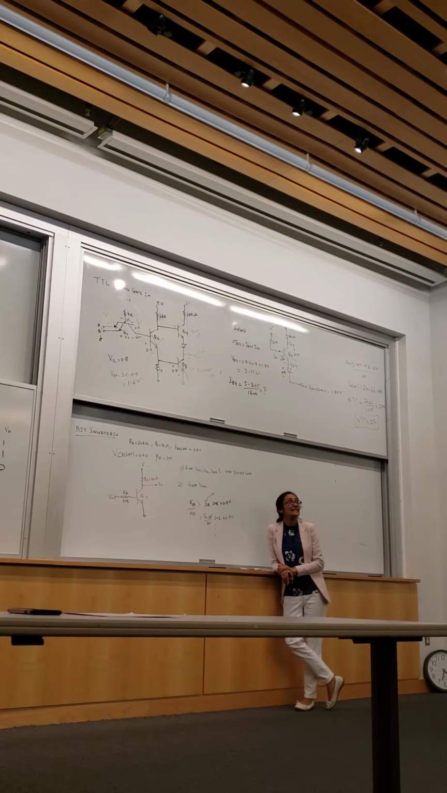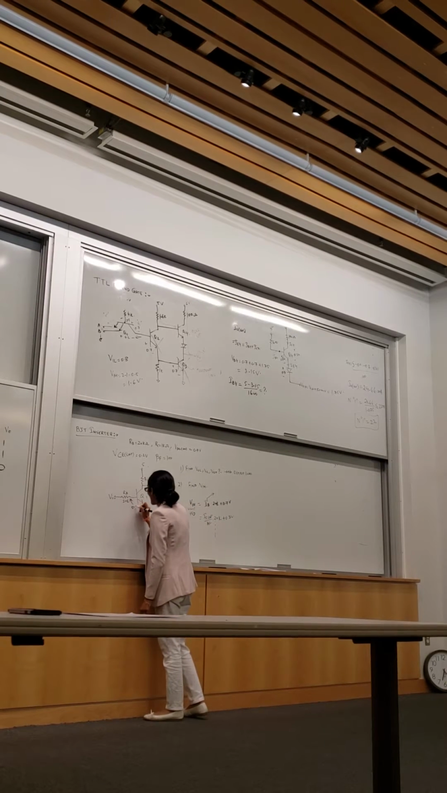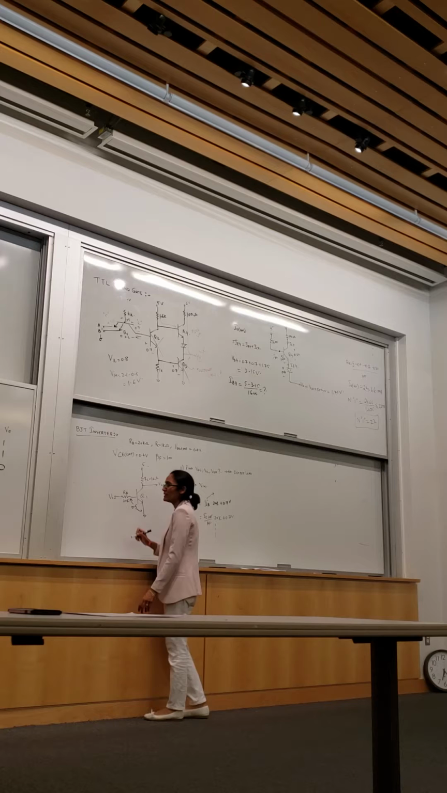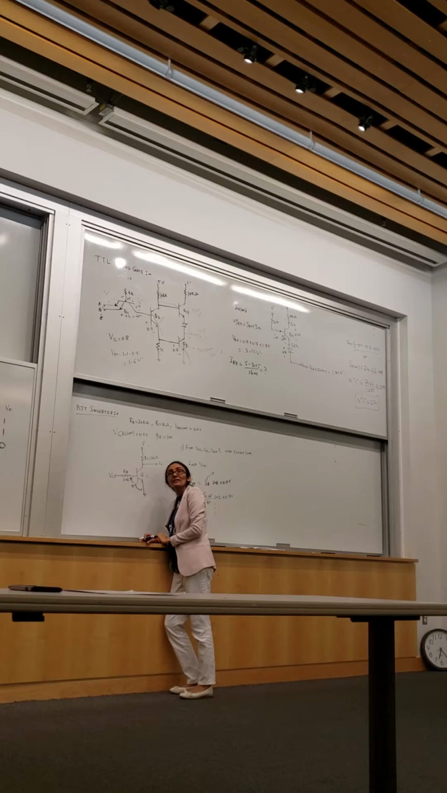VIL is the maximum voltage. Yes, very good. What's the voltage across this transistor that we need to turn this? I mean, the maximum voltage that we can afford to keep this transistor off. That's 0.5 volts. This is off, no current flowing here, so VIL is 0.5 volts.